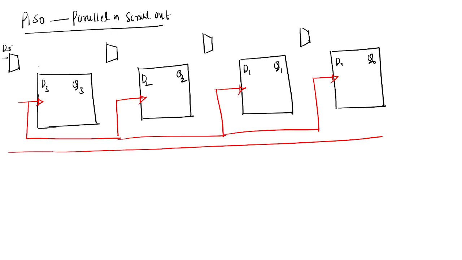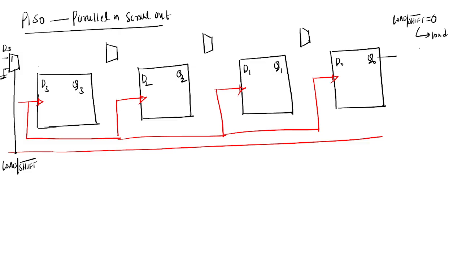D3 is connected to input 1, and input 0 is connected to ground, and there is a selection line. This selection line is connected to this pin, which is nothing but load by shift bar. So when load by shift bar is equal to 0, what operation will it do? A load operation, no?